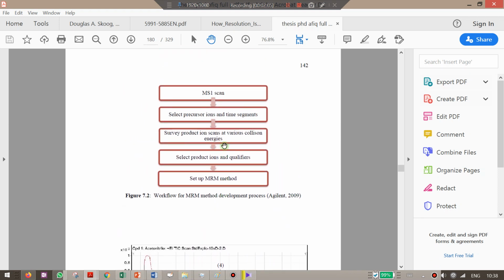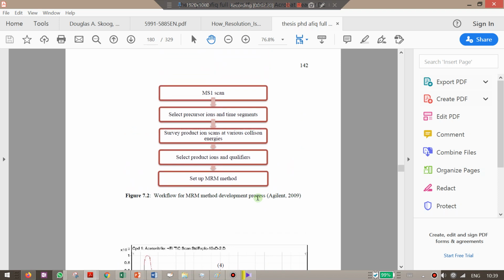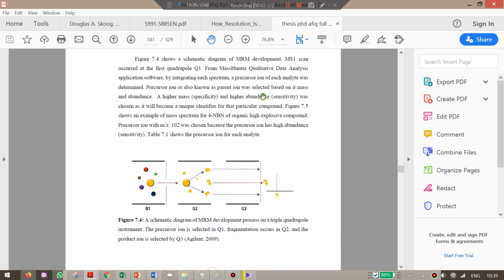Then after you scan, you select the precursor ion. For example, I have 8 compounds. For each of the compounds, I will select its precursor ion, or we call it the unique identifier, or the parent ion as well. Then you survey the product ions and select the product ions. After that, everything is set. This is your step: at Q1 you already separated, at Q2 you further fragment, at Q3 you mass analyze again, you separate again.